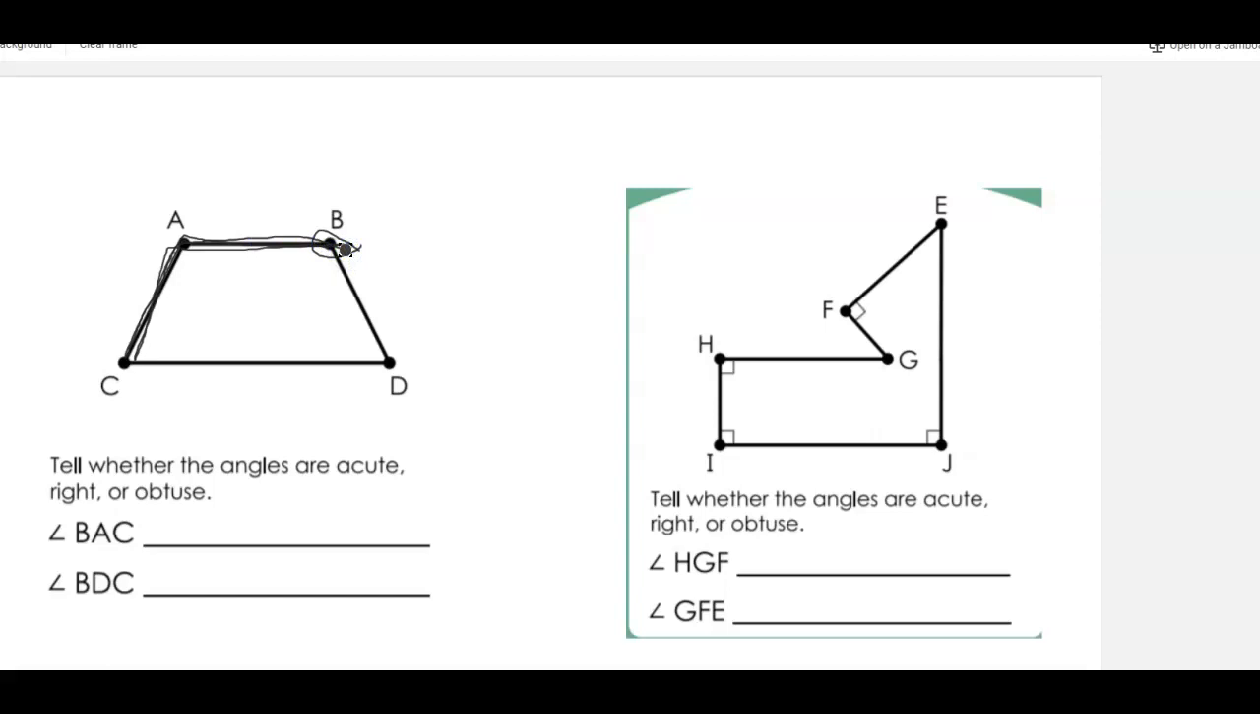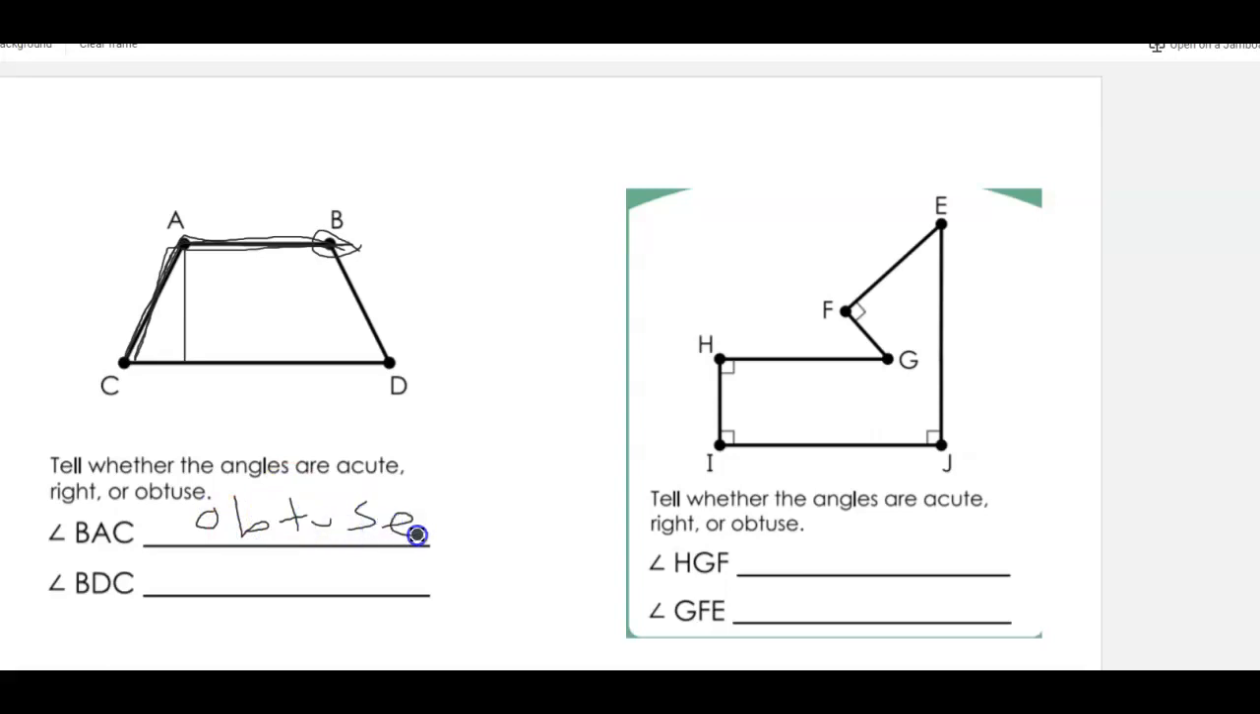Well, it's definitely not a right angle, right? Because this angle right here is not a perfect square. This would be a right angle if it looked like this, then we would have this marking, right? But it's not. So it's actually bigger than a 90-degree angle, right? So this is obtuse.